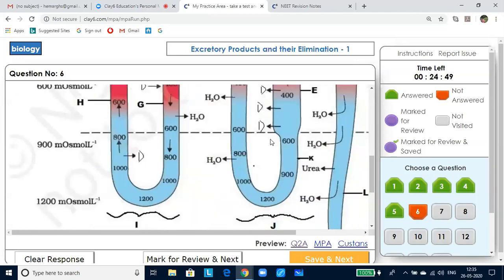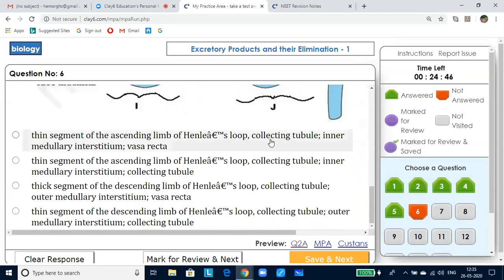So let us look into the choices. It is the thin segment. So you can look for the thin segment of the ascending limb of Henle. So it is the thin segment of the ascending limb of Henle's loop, the first one. In these two we'll have to look. Next is the collecting tubule, inner medullary interstitium. Yes. And then it is the collecting tubule, not vasa recta. So B is the answer.